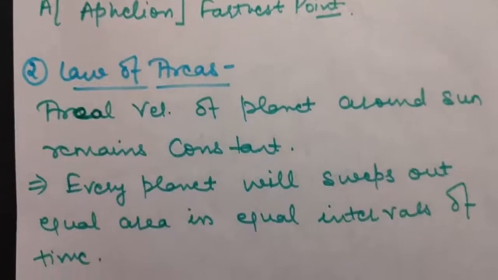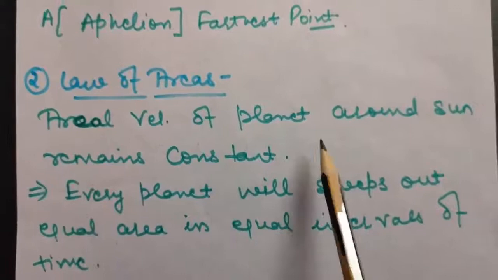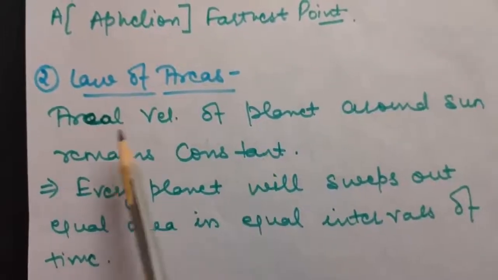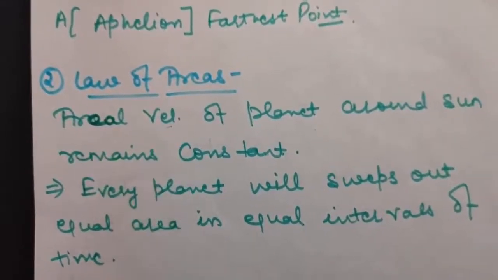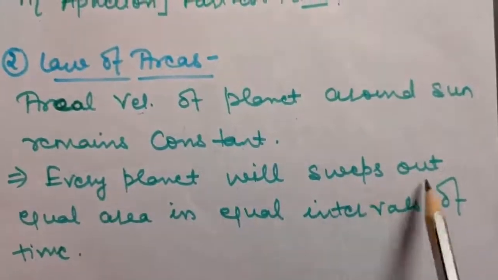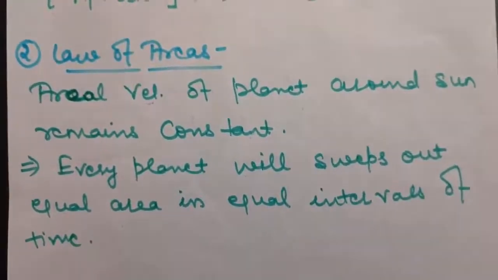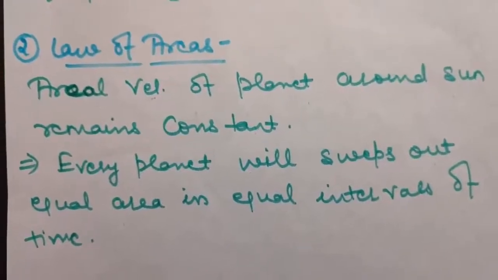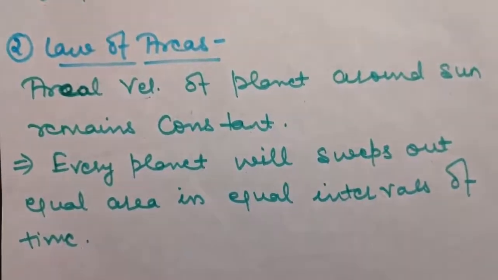Okay, the second of Kepler's laws is the law of areas, which states that the areal velocity of planets around the sun always remains constant. What do you mean by areal velocity? Areal velocity means area swept per unit time. That is, every planet will sweep out equal area in equal intervals of time, and therefore the areal velocity of each planet around the sun will remain constant. Now let me explain this law.